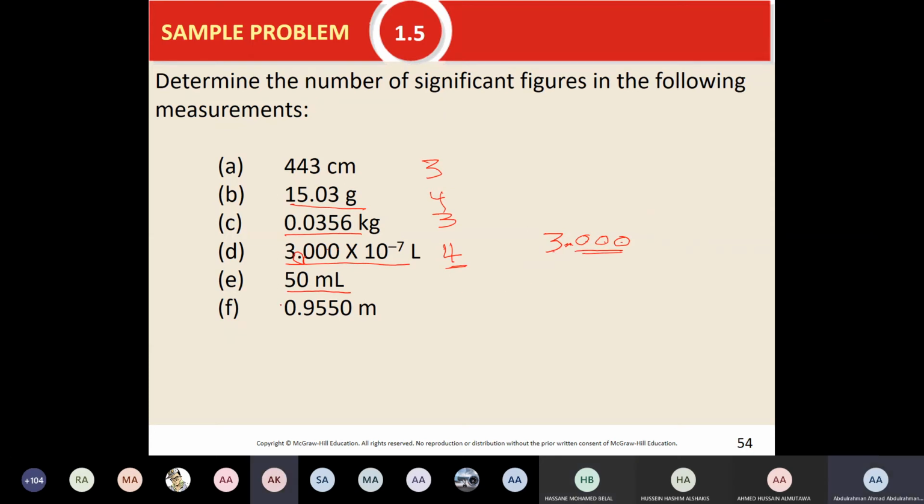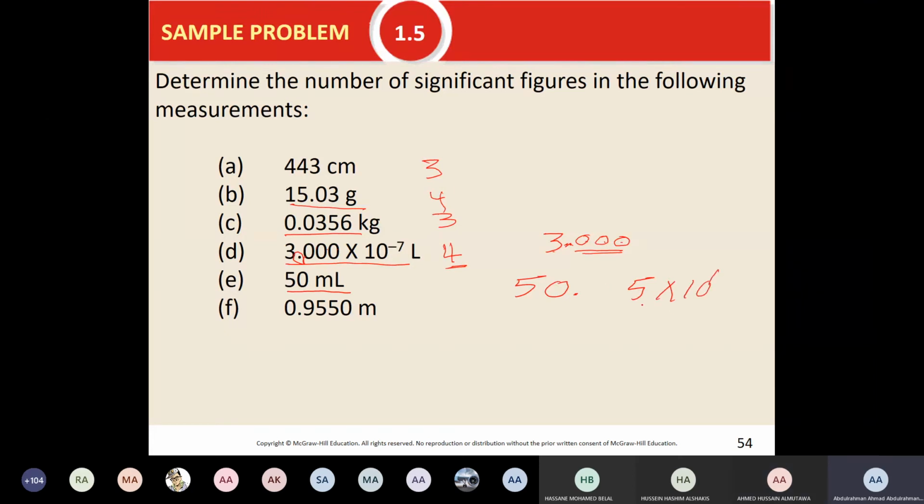Okay. Now, if we have 50, how many significant figures is this? Ambiguous. It could be 1 or 2. How about if I write it like this? 2 significant figures. How about if I write it 5 times 10 to the power 1?